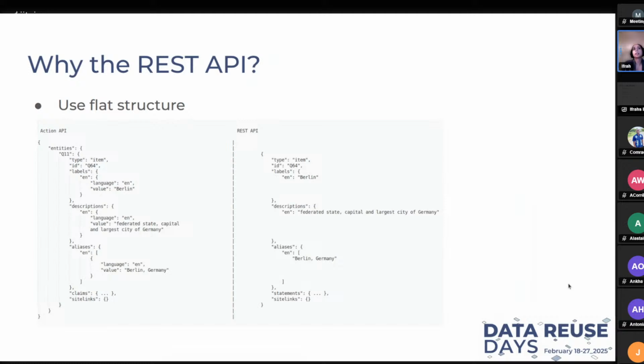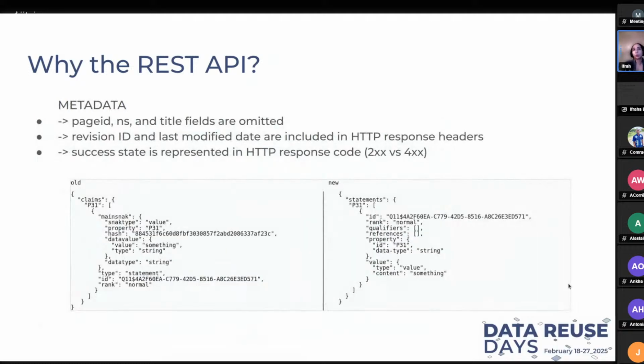Another thing is that the REST API uses a flatter structure, as you can see again in the comparison between the two. And there are a few changes in the metadata as well. The revision ID and the last modified date are included in the response headers. Success is represented as a 200, or starting with a 2, versus the 400s, which is an error response code. And a few things have also been omitted, such as the title field and the page IDs.